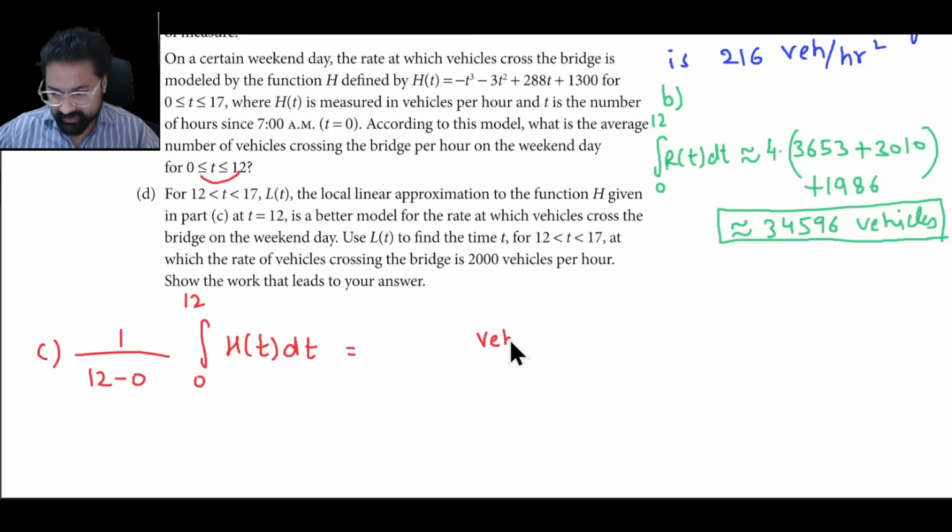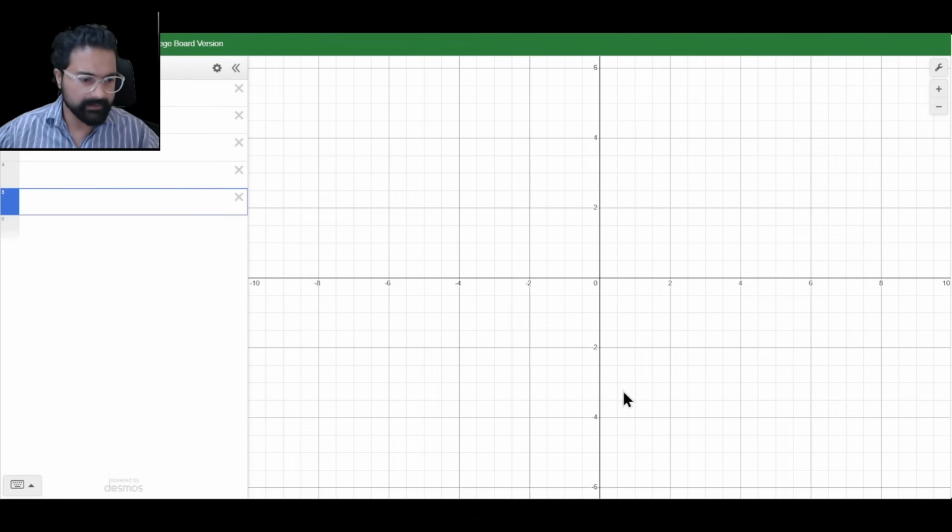The unit will still be the same, vehicles per hour, because this is just the average value of this. So basically returning the same function or the same output. Right, I'm just going to plug this in Desmos. So let me share my Desmos over here.